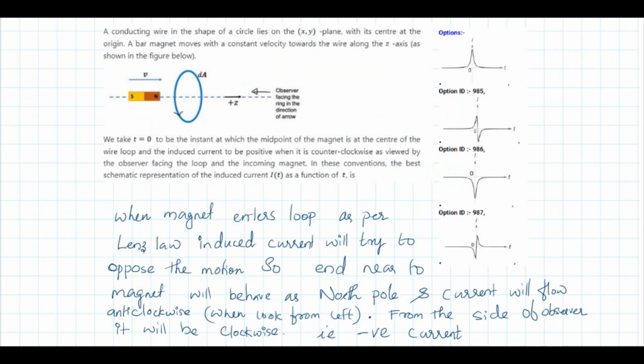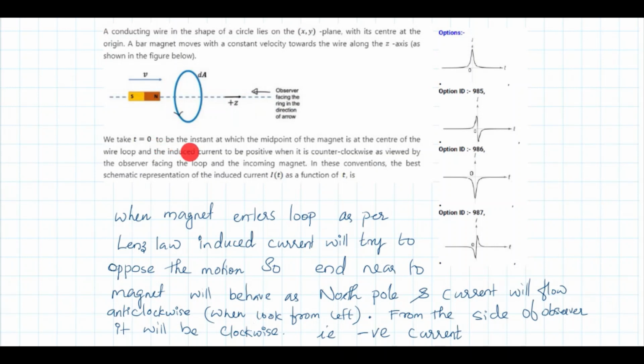The next question is, a conducting wire in the shape of a circle lies on the xy plane with its center at the origin. A bar magnet moves with a constant velocity towards the wire along the z-axis. So this is the origin, this is the z-axis, and this magnet is coming from the negative z direction. Here z value is negative, here z value is positive. The direction is positive z direction, but the initial coordinates of the magnet are negative.